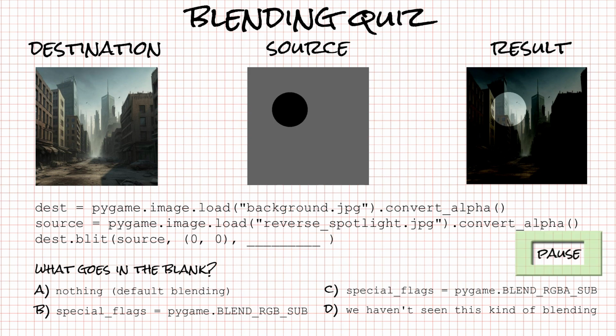Did you get it? The answer is B, pygame.BLEND_RGB_SUB. This mode will subtract the color channel values in the source surface from the color channel values in the destination surface, but it will leave the alpha as it was on the destination surface. The black pixels are all 0, so nothing is subtracted in the circle. But where the image is dark gray, 100 will be subtracted from each color value, effectively darkening the pixels.